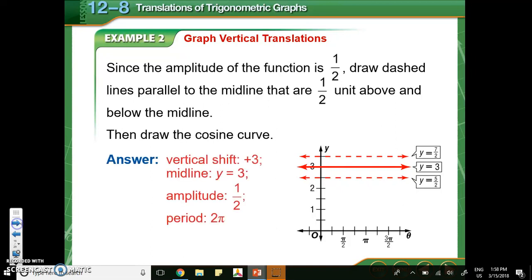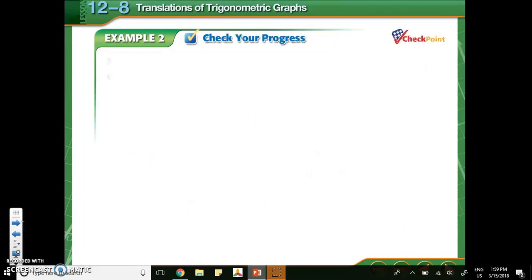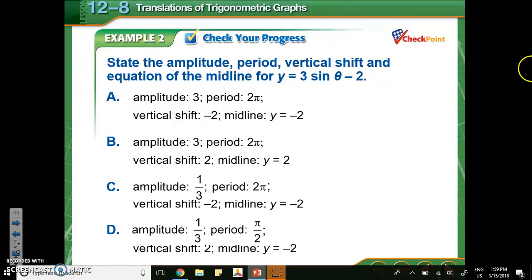Then I'm going to draw in my cosine curve, right? Because it's not shifted left or right. There's no phase shift. So my point that originally would have been (0, 1) is now (0, 3.5). My point that originally would have been (pi over 2, 0) is now (pi over 2, 3), and so on. So I've just shifted my curve up 3 units and compressed the amplitude to 1/2. Okay, so you guys try this one, please.